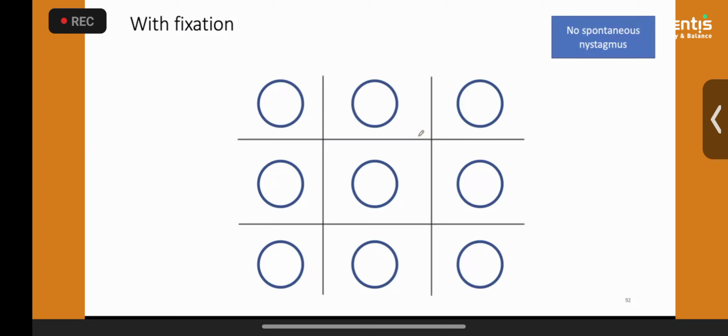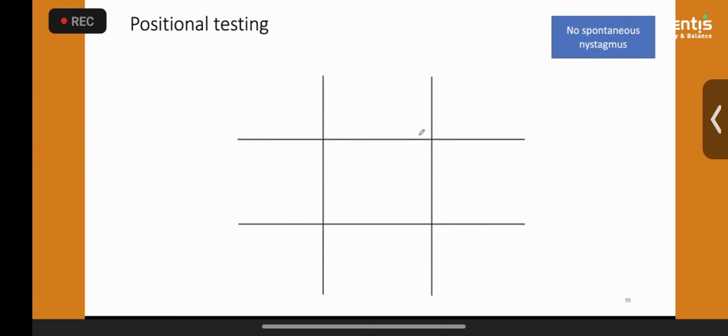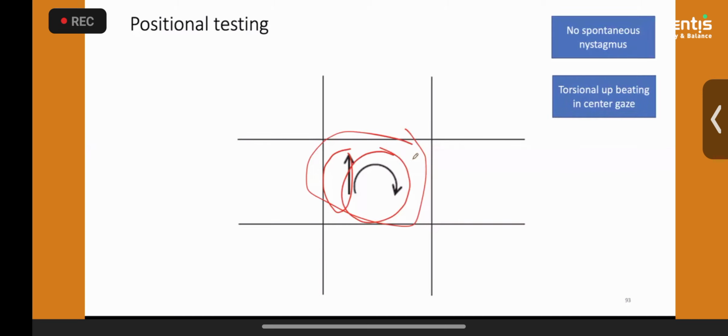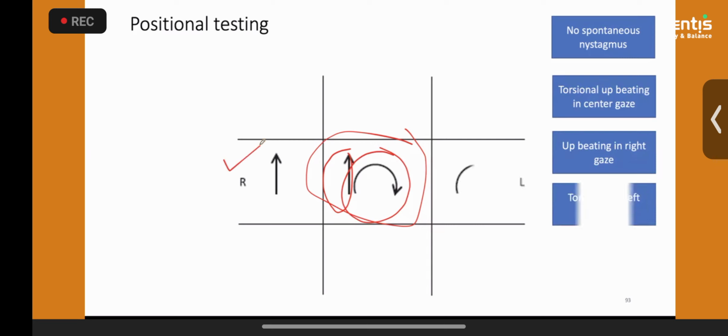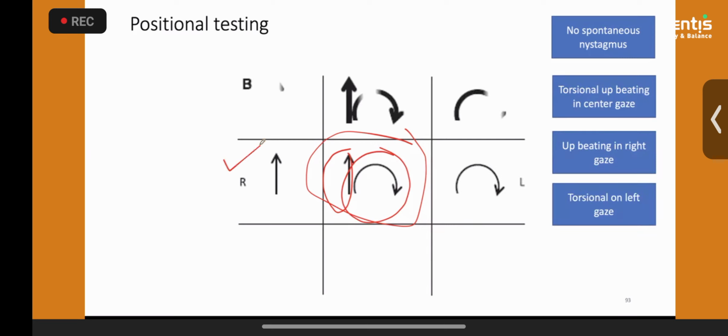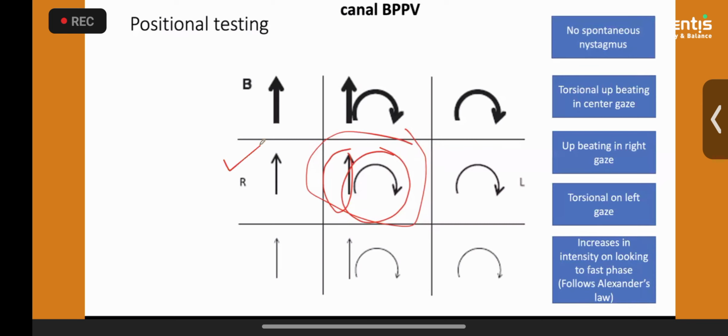I have just used the schematic diagram. Suppose you get this type of nystagmus in the center gaze, that is upbeating and torsional, upper pole beating to the left side. This is torsional upbeating in the center gaze. On one side, if the patient looks, it is more upbeating, and on the other side, it is more torsional, and it increases in the up gaze. It is typically a peripheral variety, that is posterior canal BPPV, upbeating torsional nystagmus.